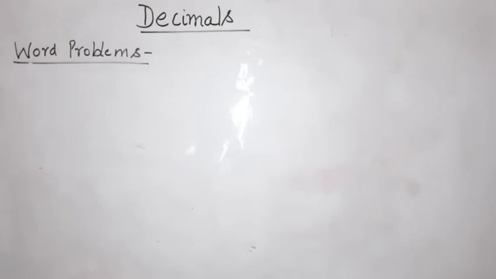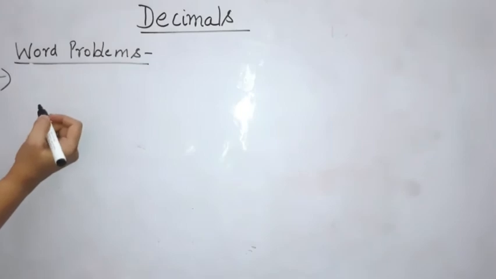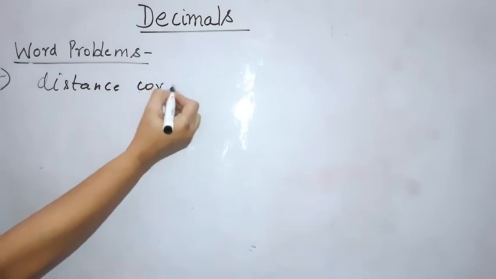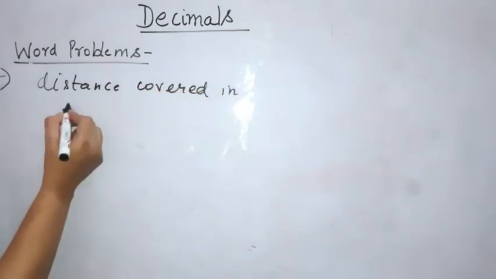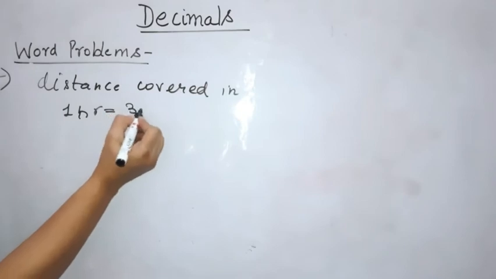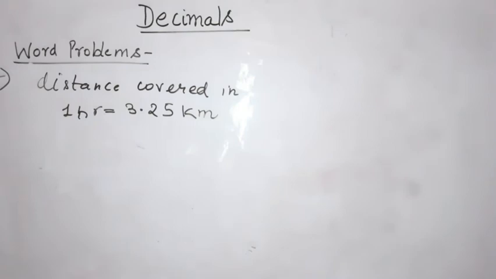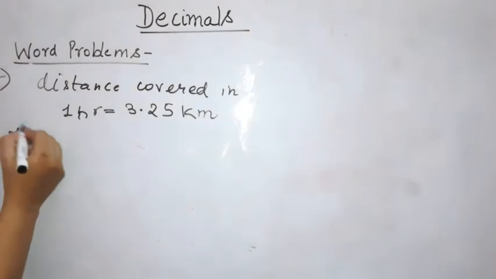Okay students, now let me move on to the next question, that is question number 2. If I can walk 3.25 kilometers in 1 hour, how much distance can I walk in 2.75 hours? So if I as an individual, how much can I walk in 1 hour? How much can I walk in 1 hour? Distance covered in 1 hour is equals to 3.25 kilometers. So how much distance can I walk in 2.75 hours?